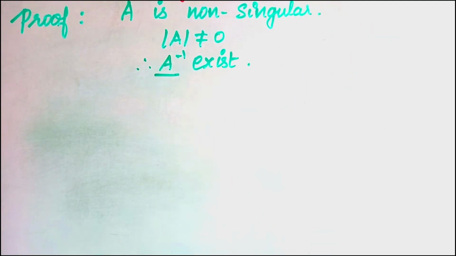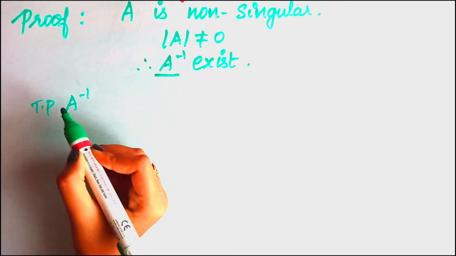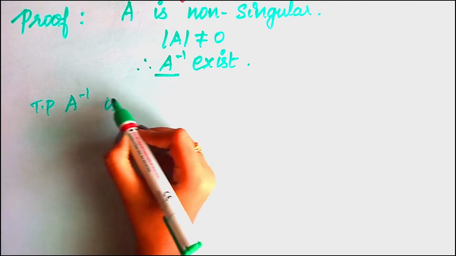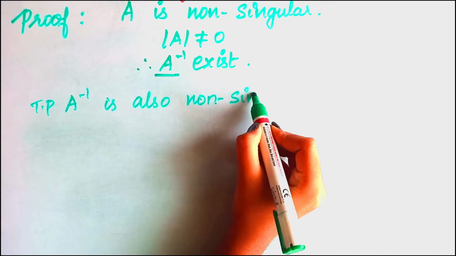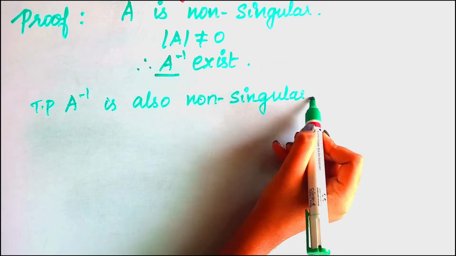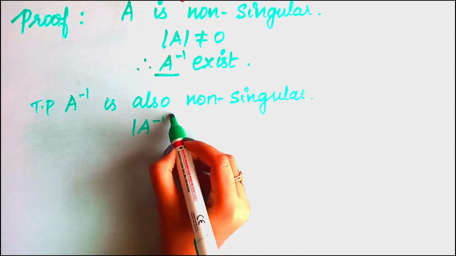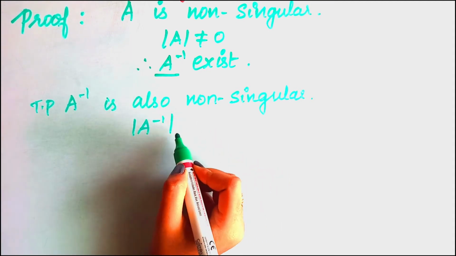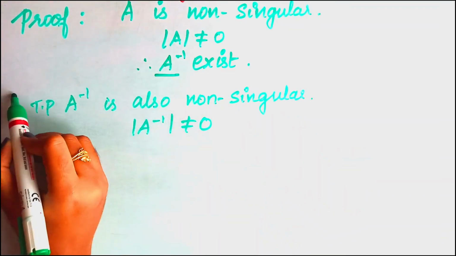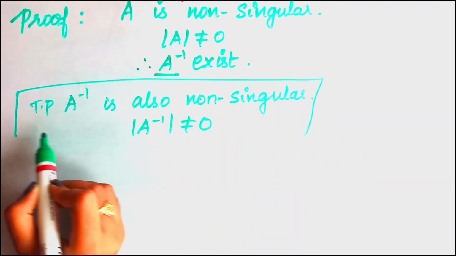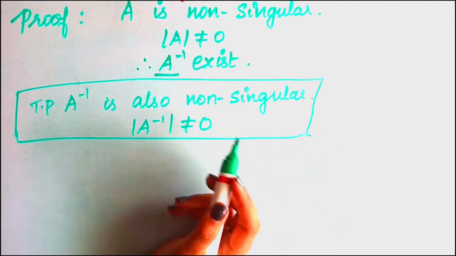For proving the first part, which is that A inverse is also non-singular, this is what we have to prove. For this, you have to satisfy a condition, which is that the determinant of A inverse is not equal to 0. This is the condition of a non-singular matrix, right? So if you satisfy this condition, then you can say that A inverse is a non-singular matrix.